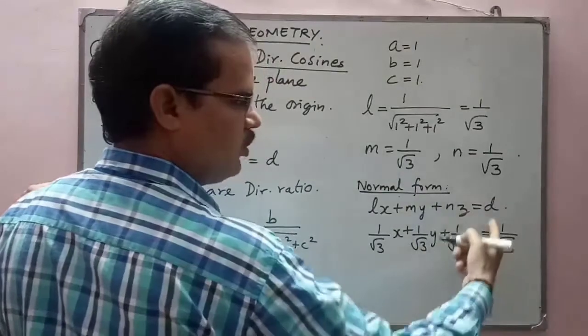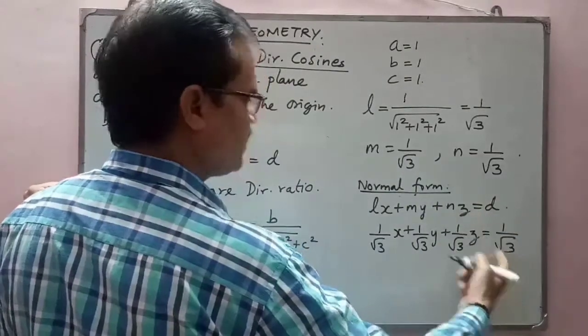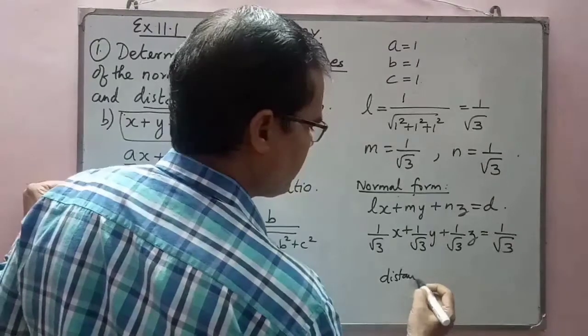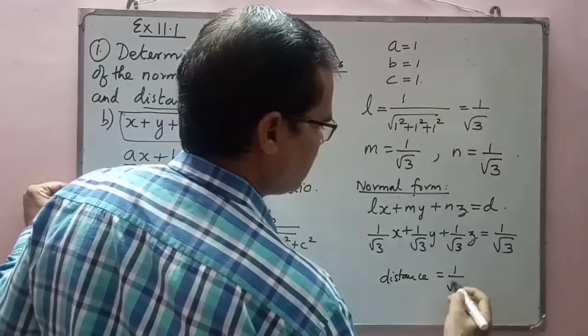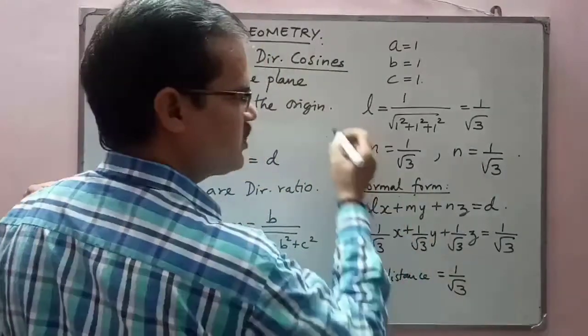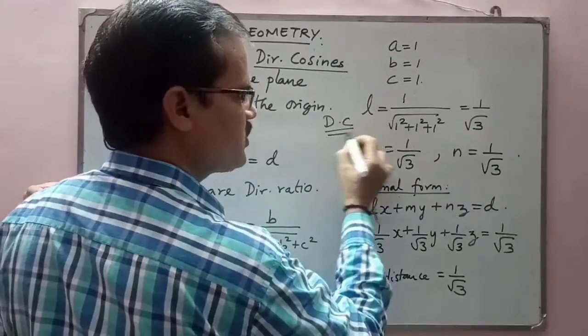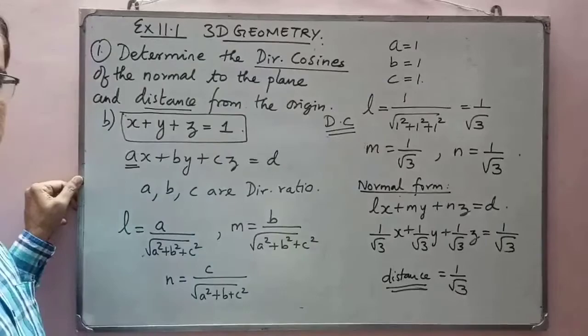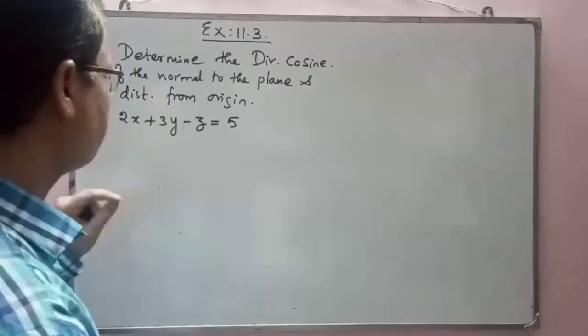Now this d is the distance from the origin to the plane. Therefore, the distance from the origin is 1 by root 3. We have found the direction cosines and we also found the distance from the origin. This completes the solution, children. Thank you so much. Next question, children.